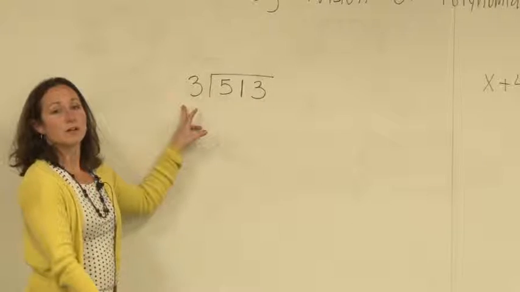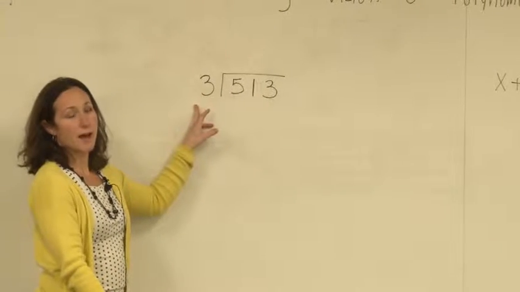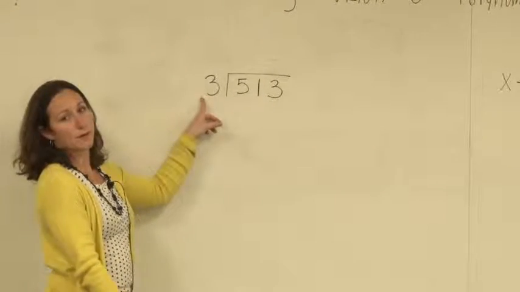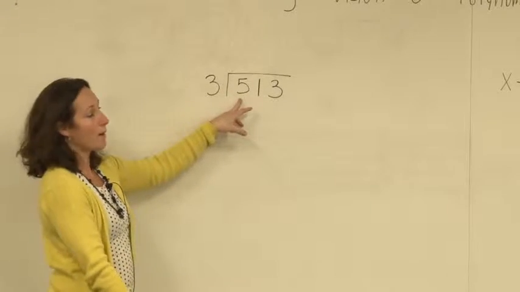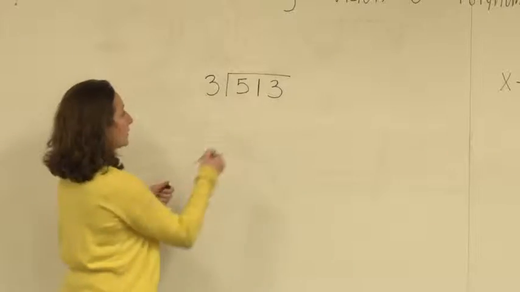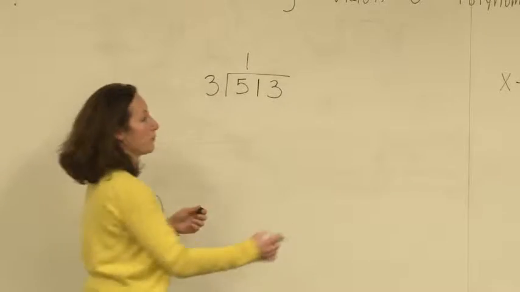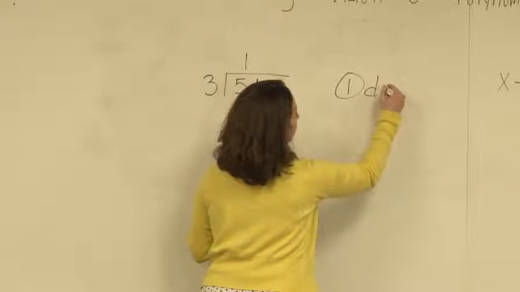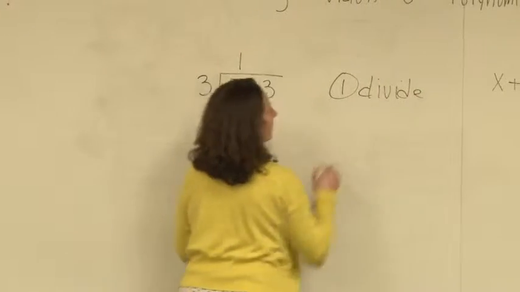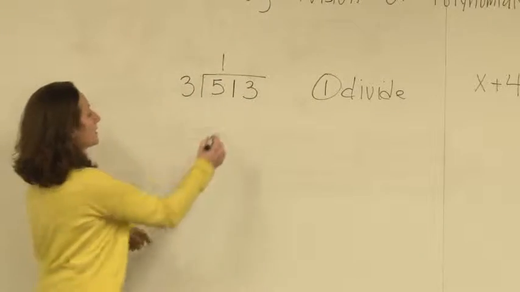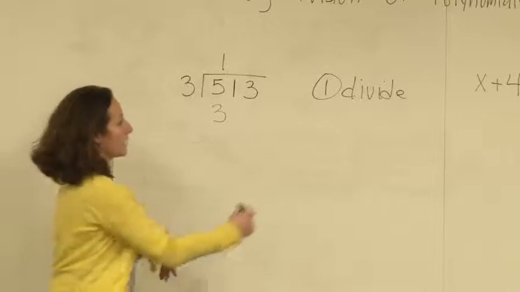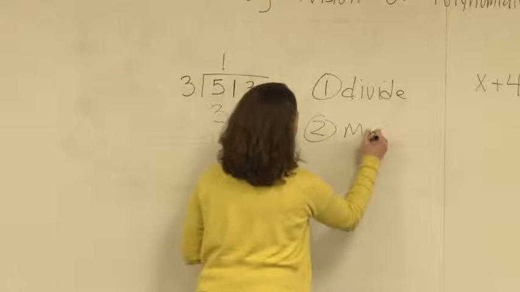So when we're using long division of real numbers, we start out by dividing this number, which is the divisor, into the first number here. So how many times does 3 fit into 5? Once. So our first step was actually divide. We then take that 1 and we multiply. 1 times 3 is 3. Okay, so our second step now is multiply.